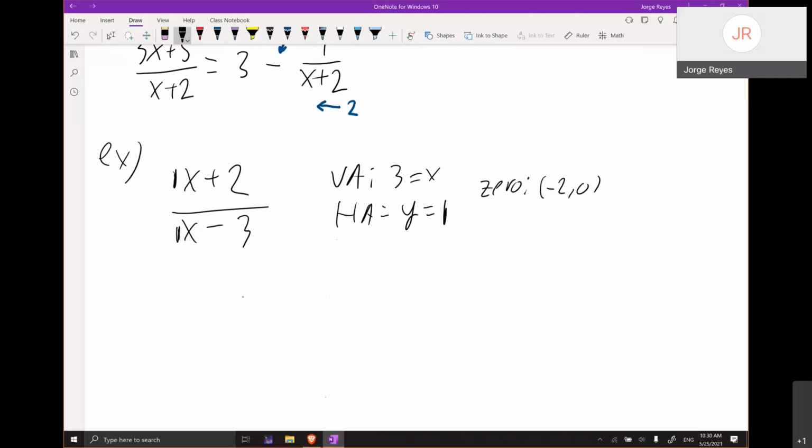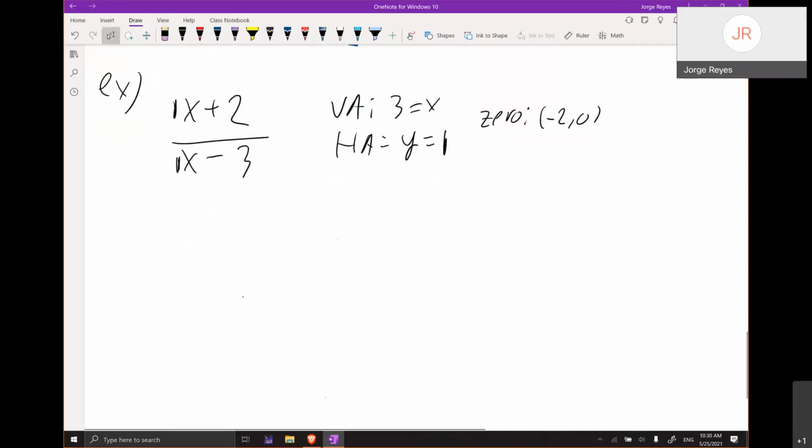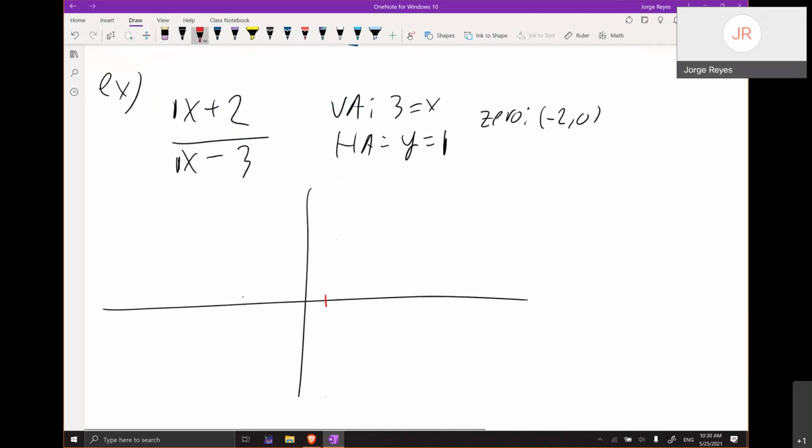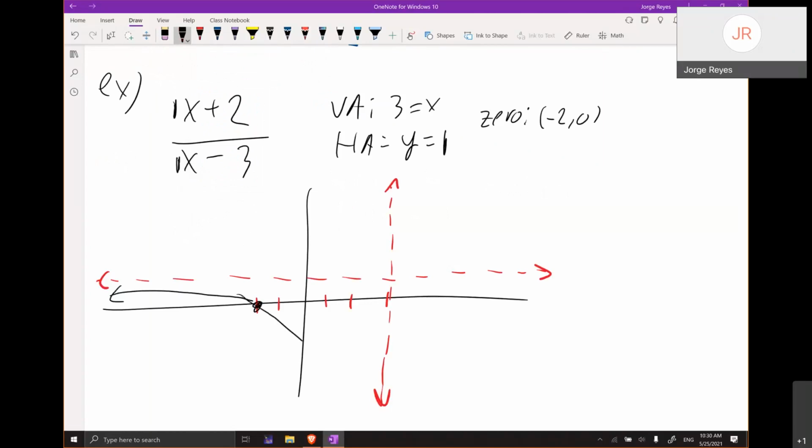And that's pretty much all I need to know, okay? Because, did it work? Yes, it did. Okay, so if I have the vertical asymptote at 3, horizontal asymptote at 1, and I know I have a 0 at -2, right? So at -2, I have a 0, so that automatically means I have something like this happening. That's a pretty bad drawing, but you get the idea.